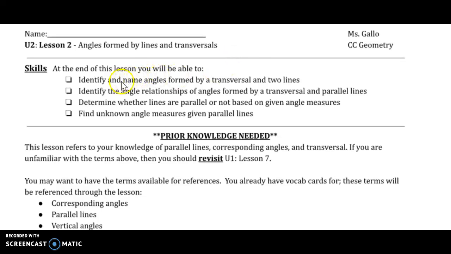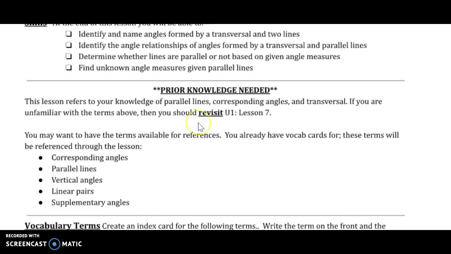At the end of this lesson, you'll be able to identify and name angles formed by a transversal and two lines. Identify the angle relationships of angles formed by a transversal and parallel lines. Determine whether or not lines are parallel based on given angle measures, and find unknown angle measures given parallel lines.